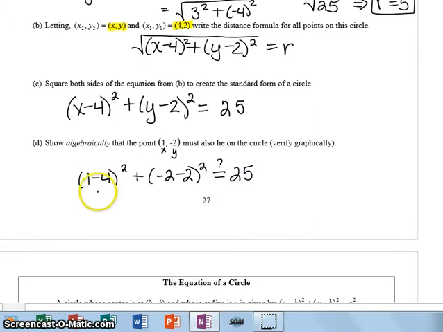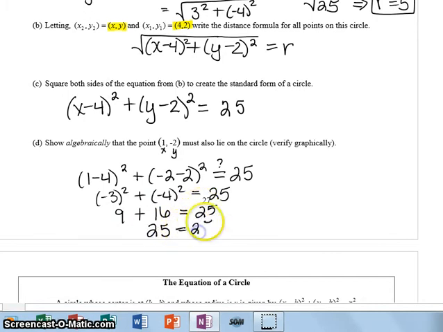So you end up with negative 3 squared plus negative 4 squared, and you're checking again to see if it's equal to 25. You're going to get 9 plus 16, and finally you get 25 equals 25. So yes, that point lies on the circle.